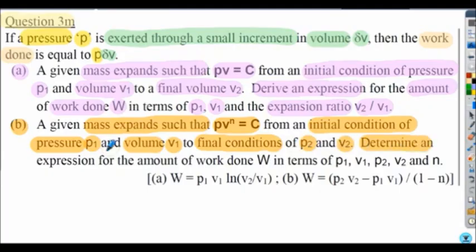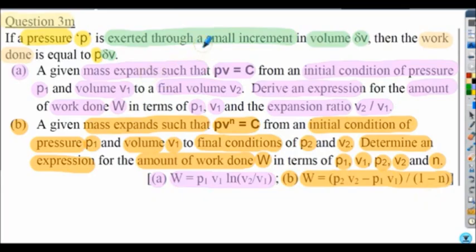We've got to determine an expression for the amount of work done, W, in terms of P1, V1, P2, V2 and n. Answer to part A of the question shown here, answer to part B shown here. Essentially, to solve these problems we have to integrate the given expression of P dV, so we're integrating P with respect to V. Given the information in the respective parts A and B, we'll be able to derive an expression for P in terms of V by rearranging the given function, case A and B, and then we'll integrate the expressions between the limits of V1 and V2.